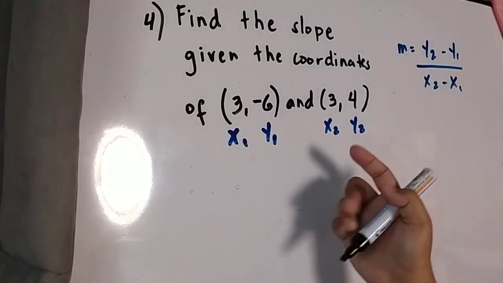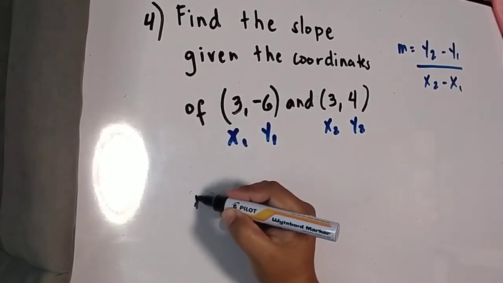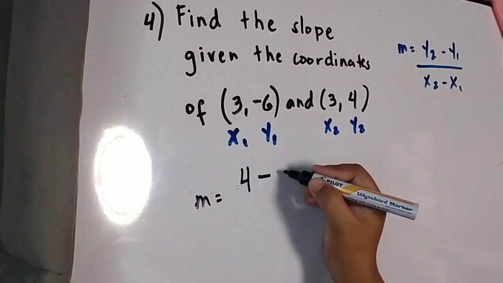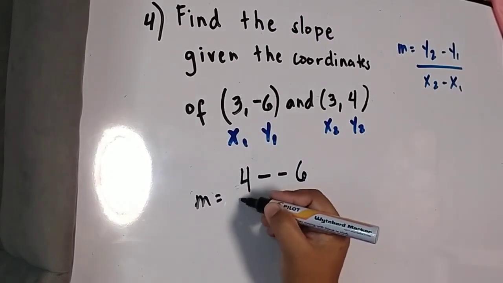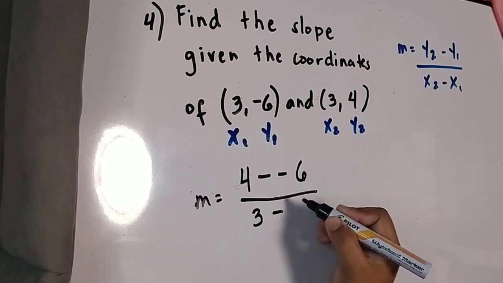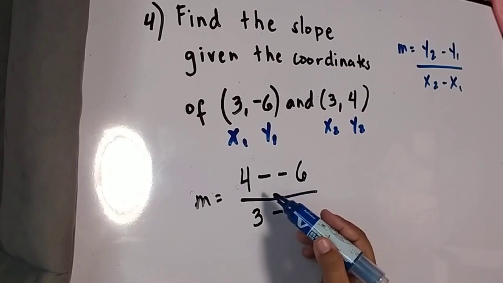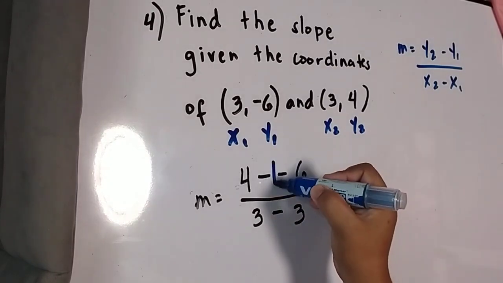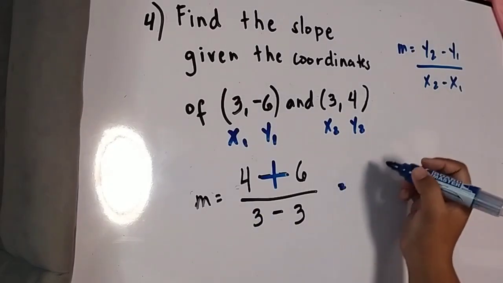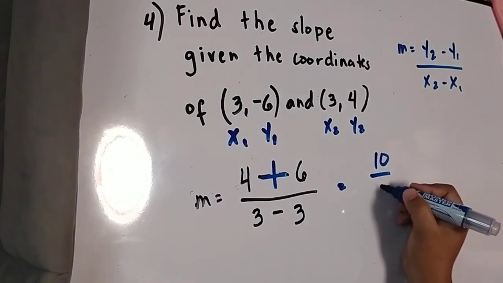So, y sub 2, that is 4. So, you have 4. Slope is equal to 4 minus y sub 1 is negative 6. So, minus negative 6 all over x sub 2, 3 minus x sub 1, 3. Again, may dalawang negative na magkatabi, so magiging positive. So, 4 plus 6, that is equal to 10. 3 minus 3, that is 0.